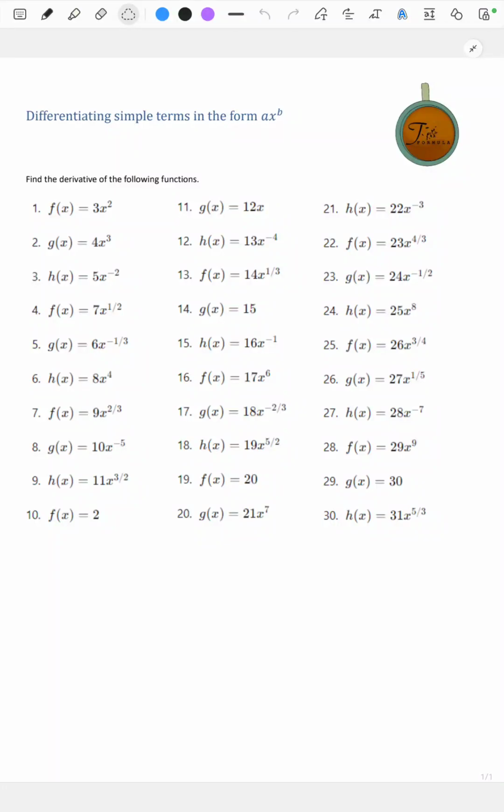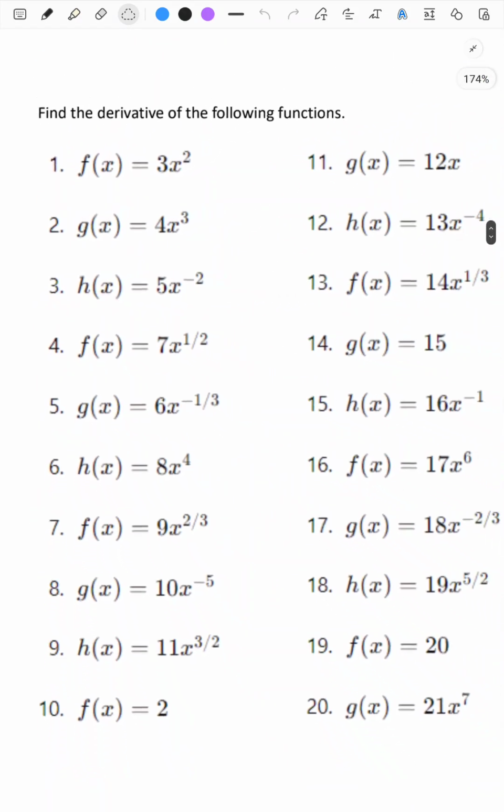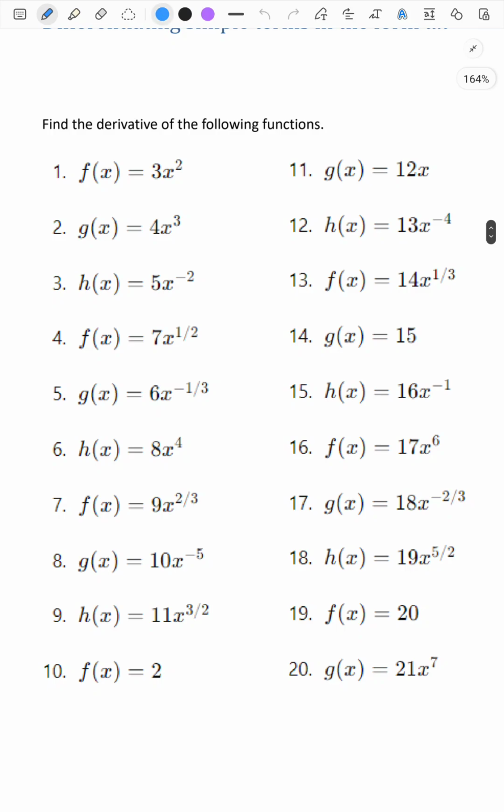Hello everyone, this is a quick video to go through the solutions for differentiating very simple terms. So let's get on with it. Remembering that there are different types of things that we want to differentiate, here's one, here's another, and here's a different one. All these three are different, but if we can put them in the same format as each other, they're all the same thing.